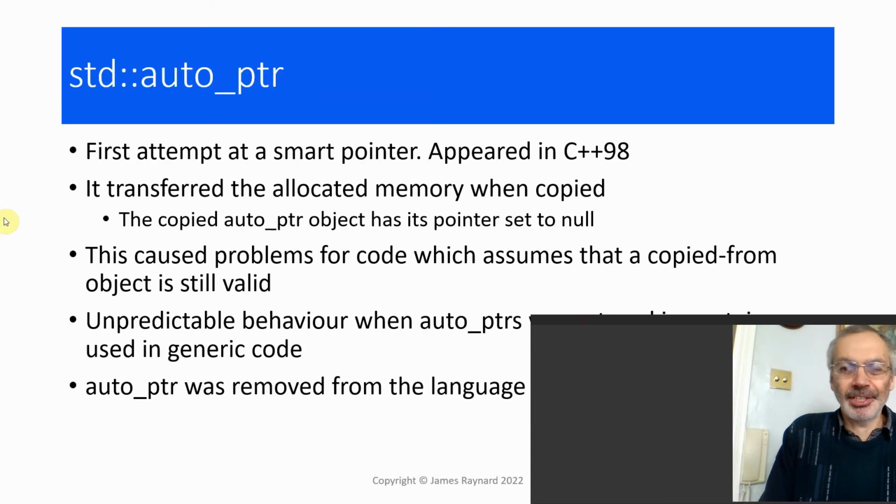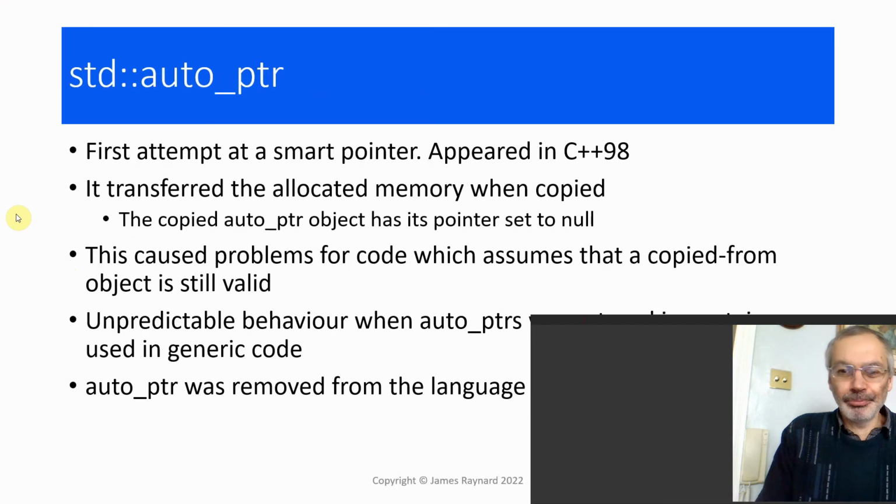So let's look at the smart pointers which C++ offers. The first attempt was AutoPointer in C++98. So this had the basic idea of encapsulating the memory inside a class. Unfortunately, it has some rather weird semantics. If you copied an AutoPointer, the copied from object had its pointer set to null, so in effect the memory was transferred to the object you were copying into.